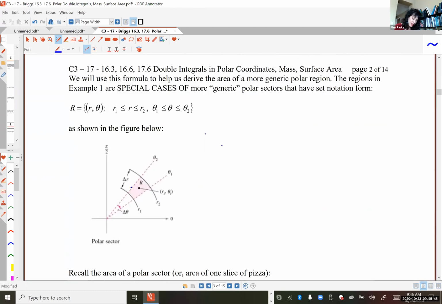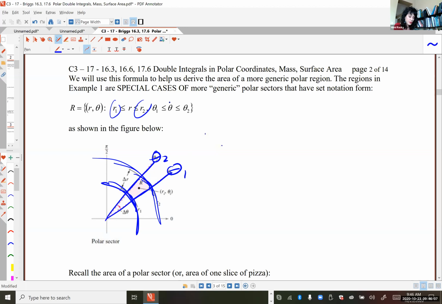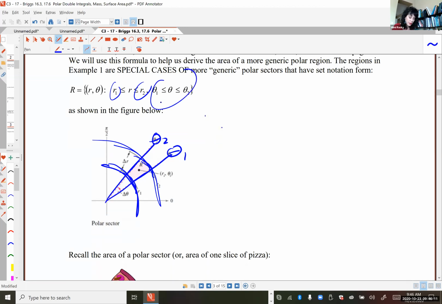So the idea is you've got a portion of a circle or a portion of a donut right there, and that's called a polar sector. Cool. What about it? Well, r lies between some radius r1 and some other radius r2, and theta is in between theta 1 here and theta 2. So it lies in between. Great. Now what? Well, let's just look at a polar sector.